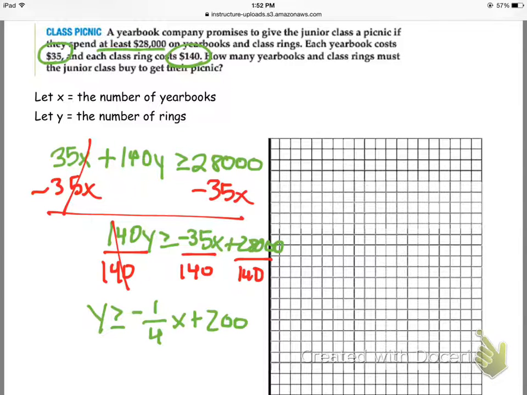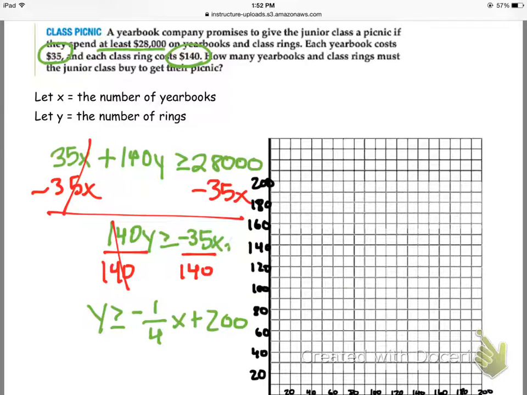When you get y by itself, you'll realize that after dividing and so on, the slope you get is -1/4x plus 200. You get y is greater than or equal to that expression. And so if we want to graph it, you'd have to look for the y-intercept and then go with the slope. So let's look for our y-intercept first. Actually, let's label the graph first here.